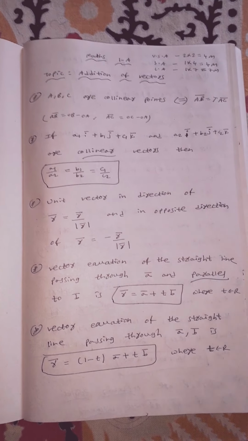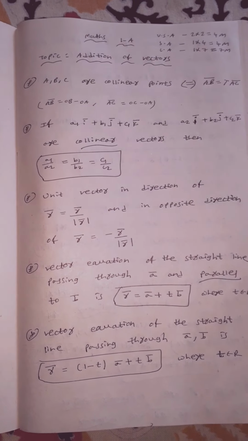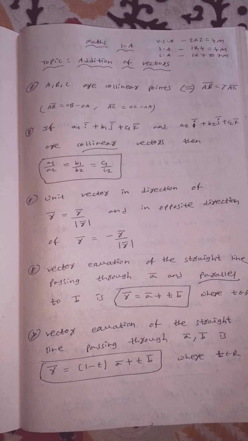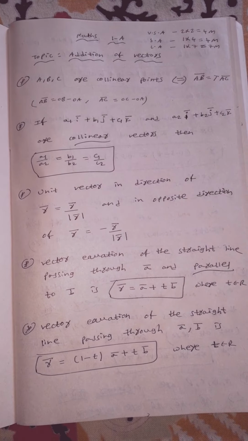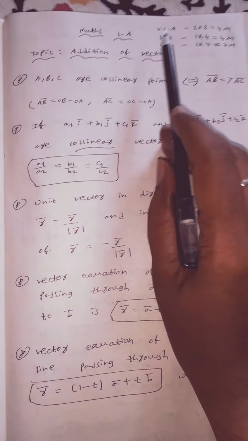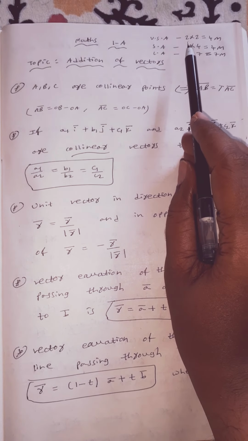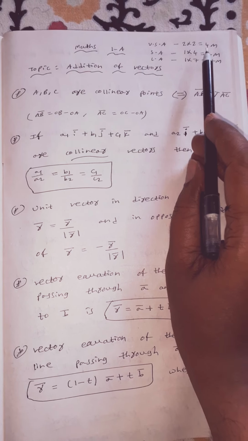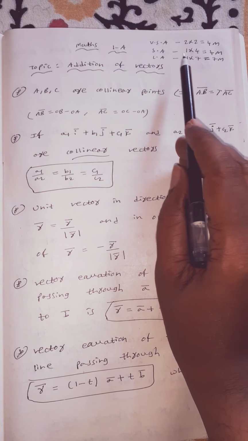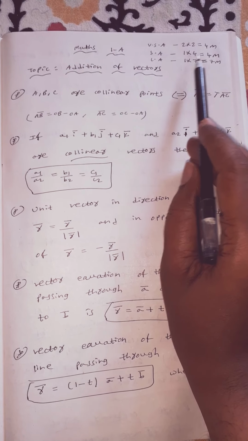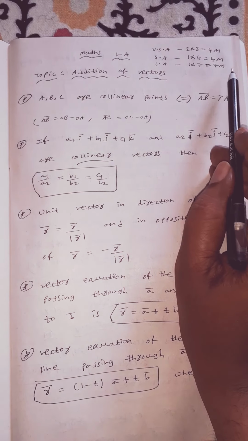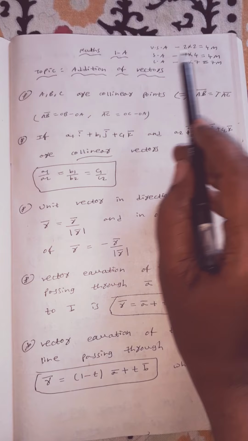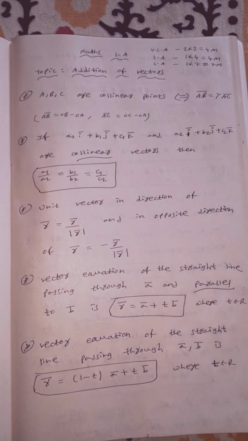Hello students, now I am going to explain Intermediate Maths 1A, addition of vectors. In addition of vectors, we will get very short answers: two questions, that is 2 into 2, 4 marks. Short answer: 1 question, that is 1 into 4, 4 marks, and long answers: 1 into 7 marks. So in this session I will explain long answers.